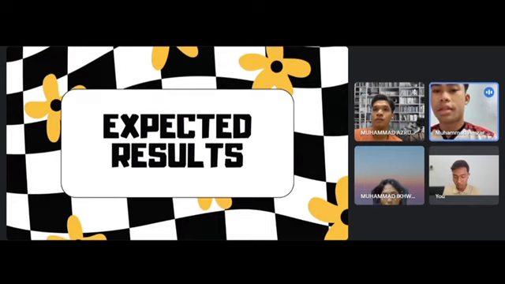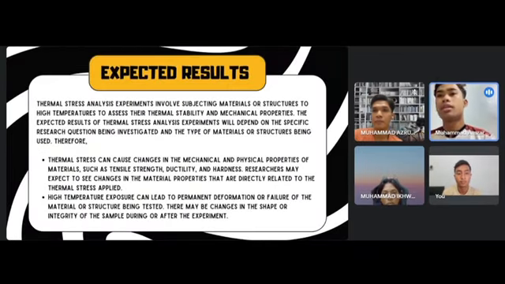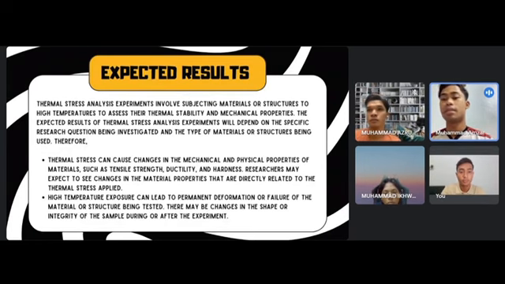Thank you, Ikhwan, for the explanation. So I would like to proceed with the expected results. Next slide, please. Basically, the expected result is what we expect by doing the experiment. So for this thermal stress analysis experiment, it involves subjecting materials or structures to high temperatures to assess their thermal stability and mechanical properties. The expected results will depend on the specific research question being investigated and the type of materials or structures being used.